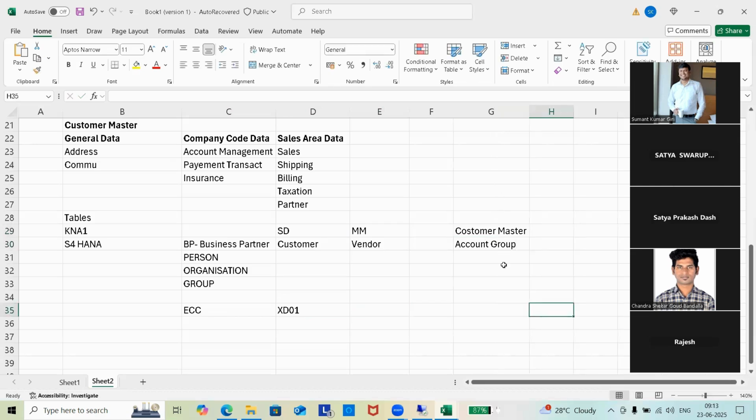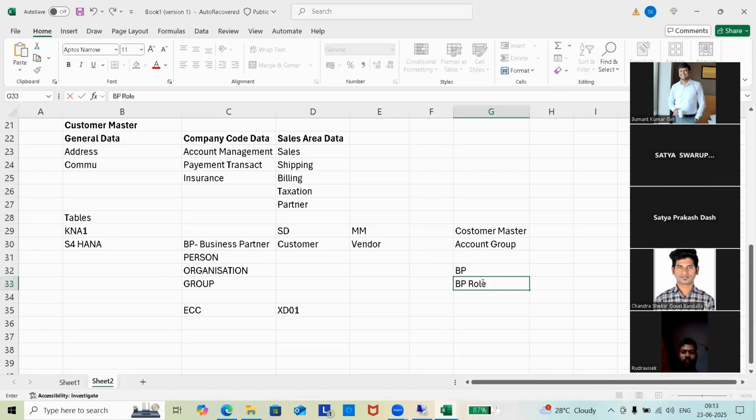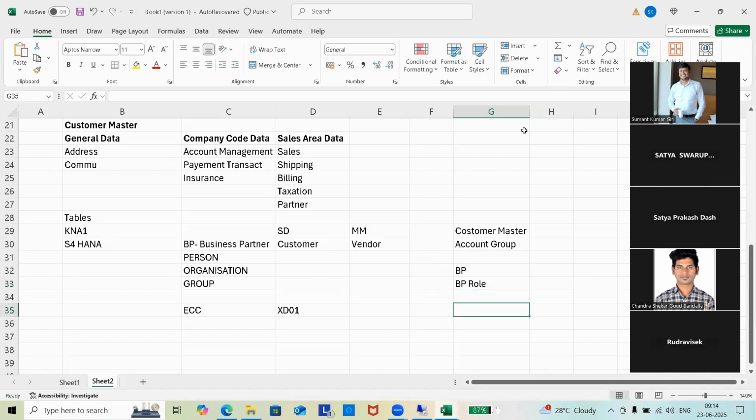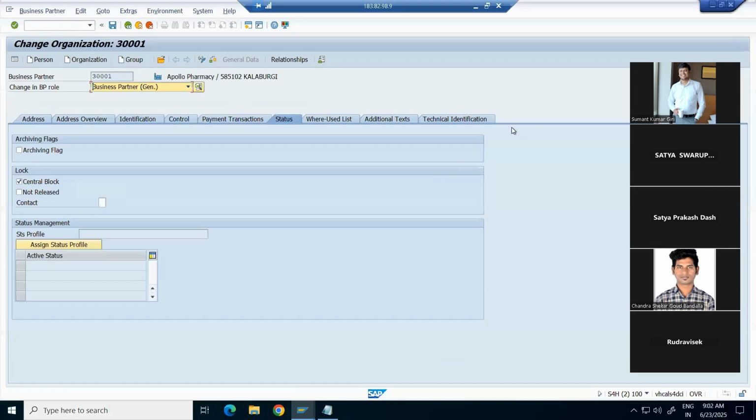So customer master account group. Okay. But this BP will always come under some BP role. A business partner will come under a business partner role. So that we will understand here, the business partner role we will understand here. Okay. In S4 HANA. So this is the additional thing here in S4 HANA.